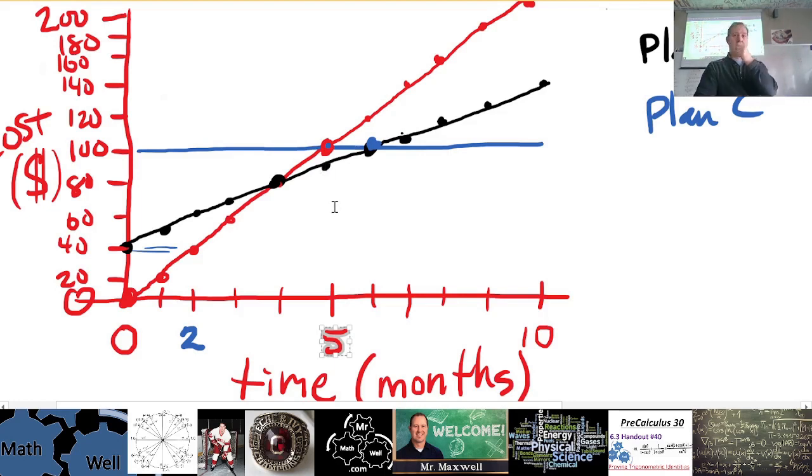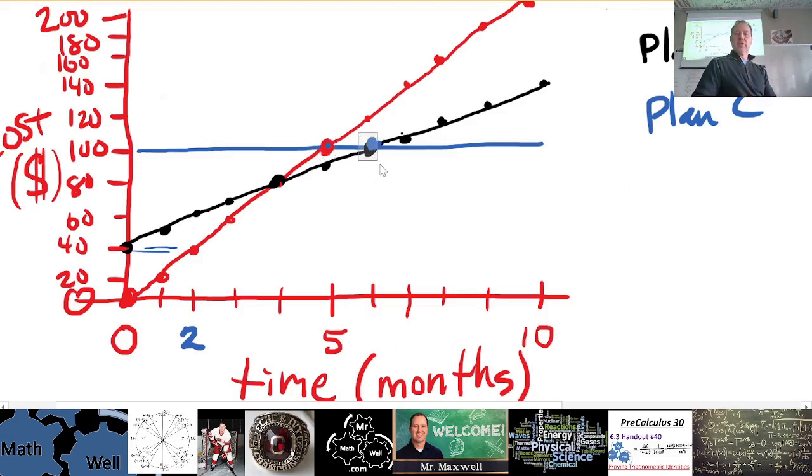What else can you tell me is happening at 5 months? Plan A and C are the same. Plan A and C are now the exact same total cost. Okay, because that's the intersection point. Very good. Okay, so if I'm going to be around for 6 months, what would you advise for me?